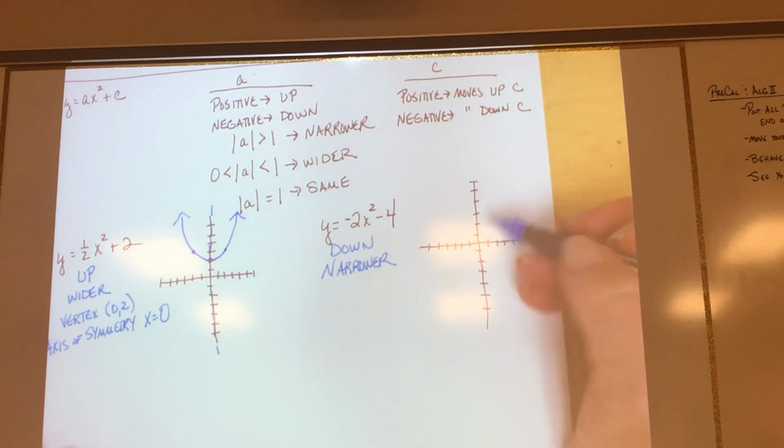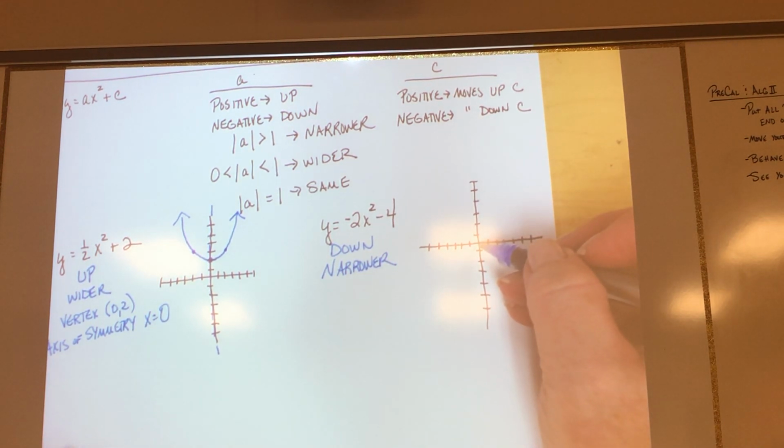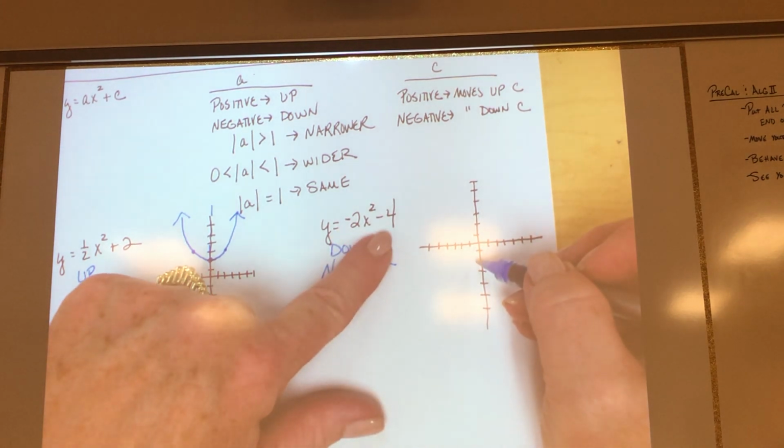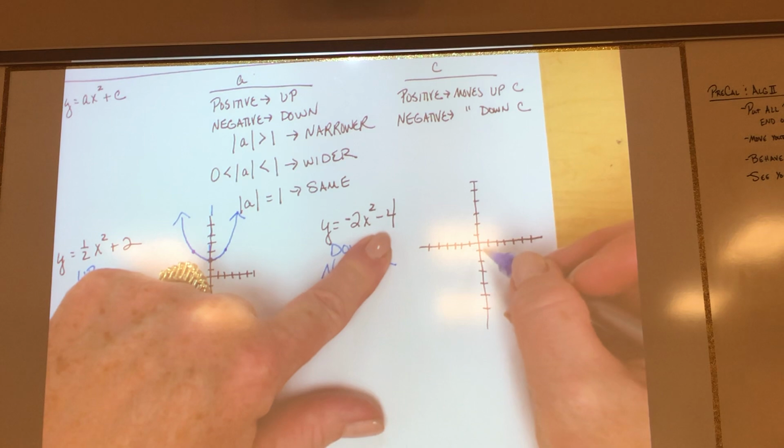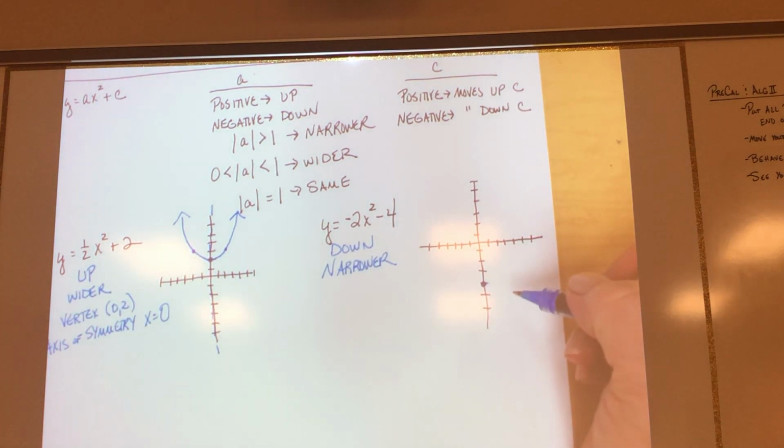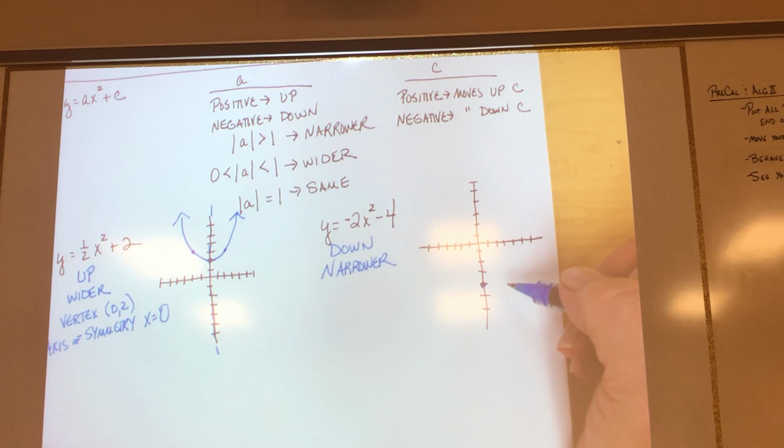So let's see, this parabola starts here like the parent function. I know it's going down. What does this minus 4 do to it? It brings it down. It makes it go down 4: 1, 2, 3, 4. Okay, can I draw it right now? No. Why not? What am I going to use to draw it?